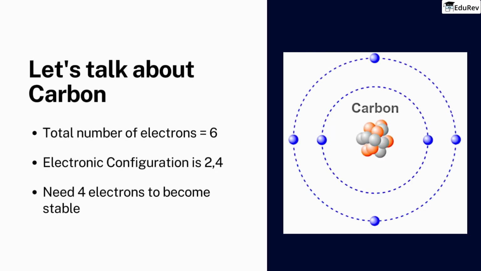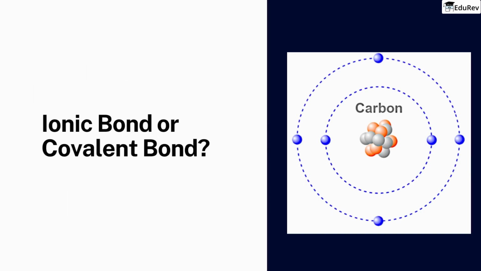After a quick explanation of different kinds of bonding, now let's discuss bonding in carbon. Carbon has 6 electrons and its electronic configuration is 2,4. Which means that it will need 4 more electrons to become stable. Now, will it become stable by forming ionic bond or covalent bond? As mentioned before, carbon forms covalent bonds. But why does it not form ionic bonds?